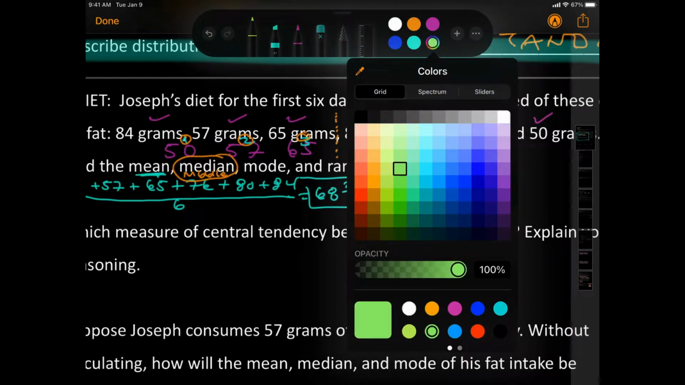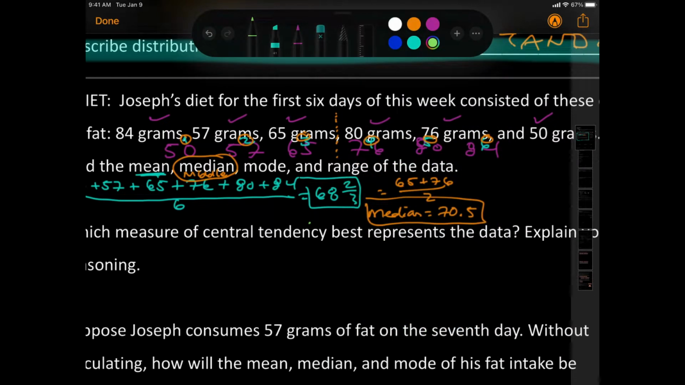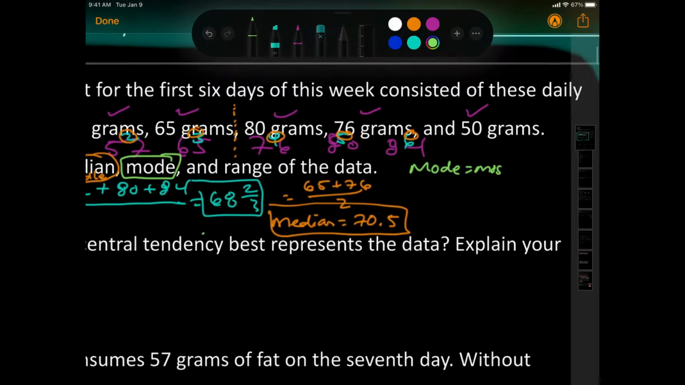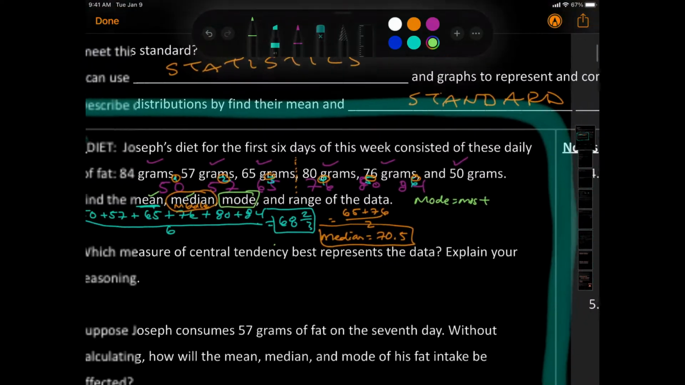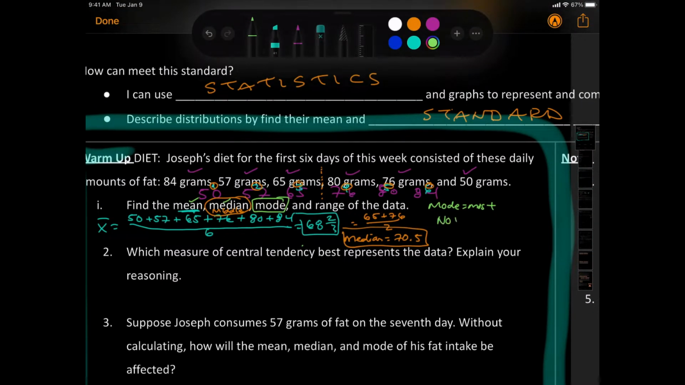And so we've done this one. Let's try the mode. The mode is what happens the most. What number appears the most? Is there any repeating numbers? There is none, so we would say no mode.